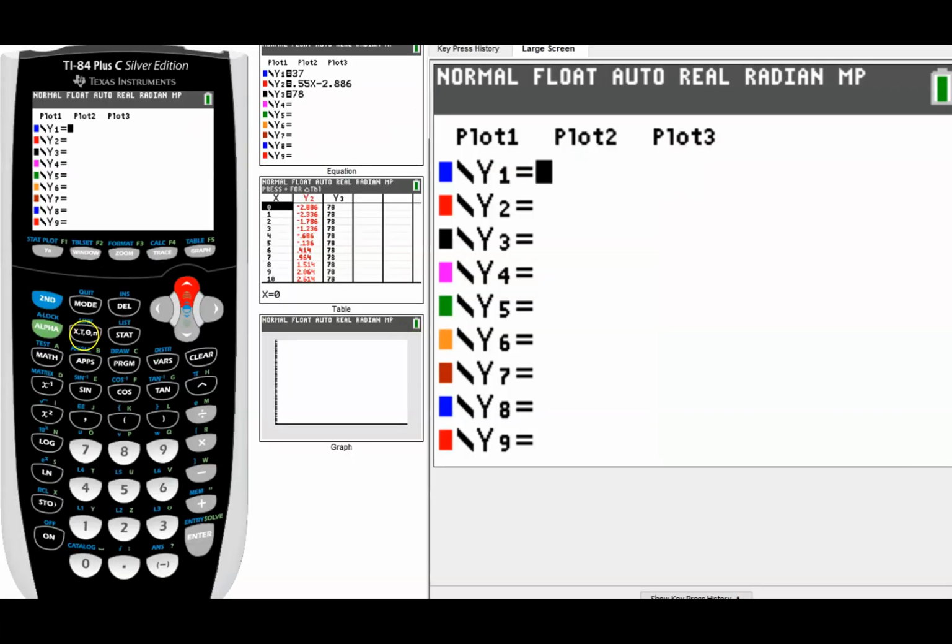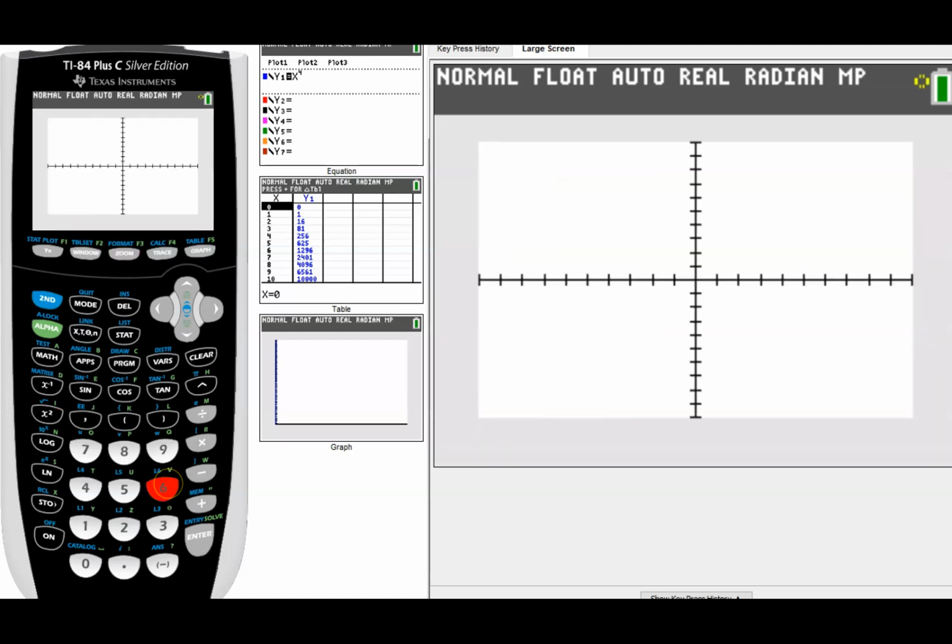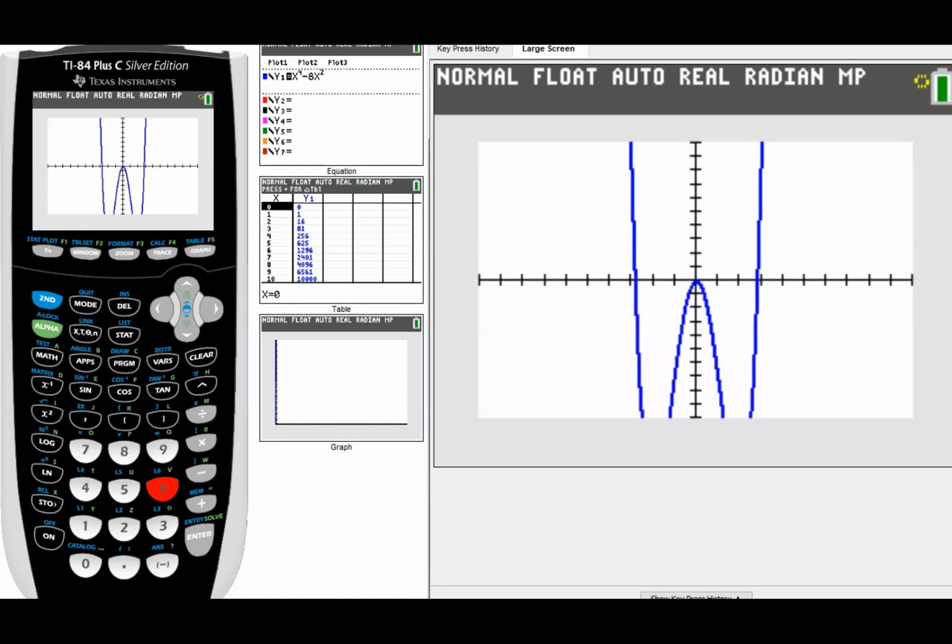So this is going to be x to the 4th minus 8x squared. And I'm just going to do a zoom 6 just to make sure my graph is centered. See what shows up. I know what I'm looking for. I'm looking for like a W kind of, which is right there.